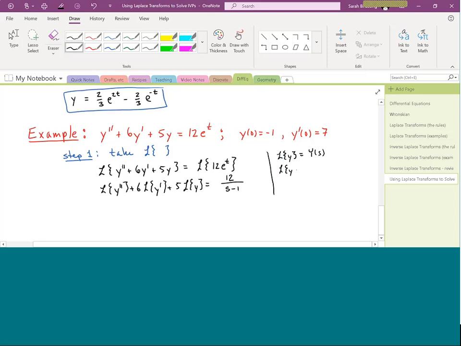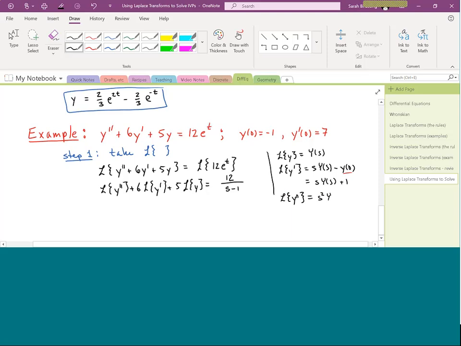Then we have to build our rules for the Laplace transform of y, y prime, and y double prime. Well, the Laplace transform of y is simply capital Y. The Laplace transform of the first derivative is s times your capital Y minus one of your initial conditions, the y of 0. Let's go ahead and plug in for this guy. This is going to be s times capital Y minus negative 1, so plus 1.